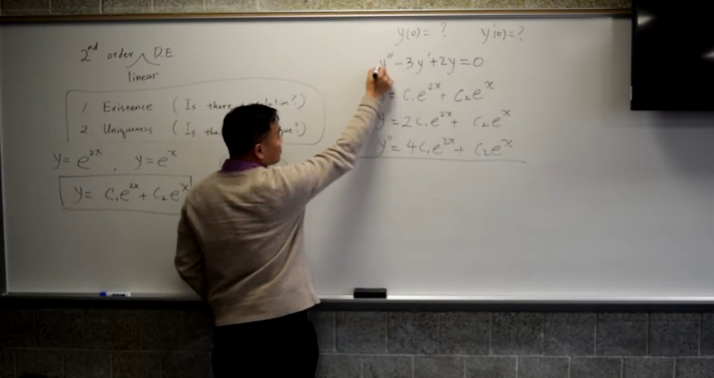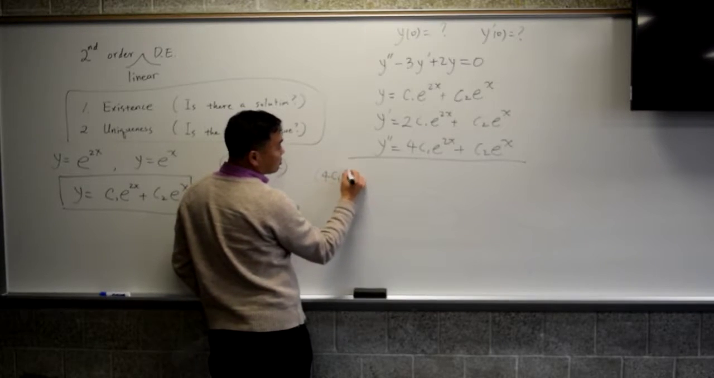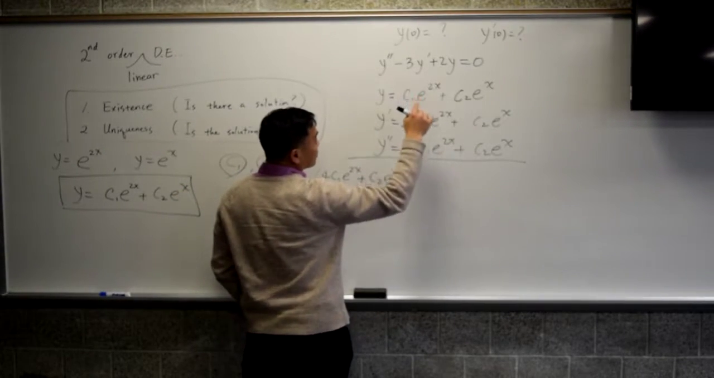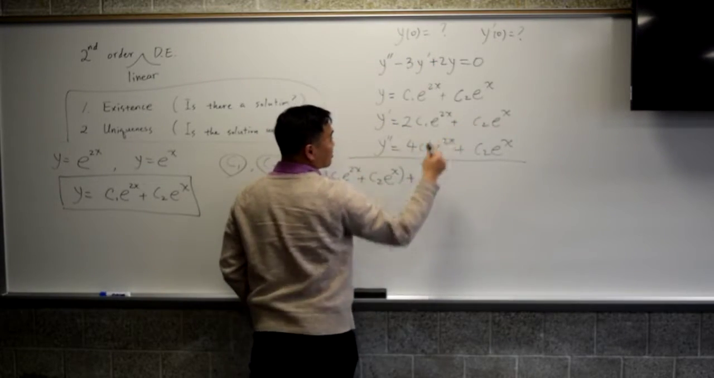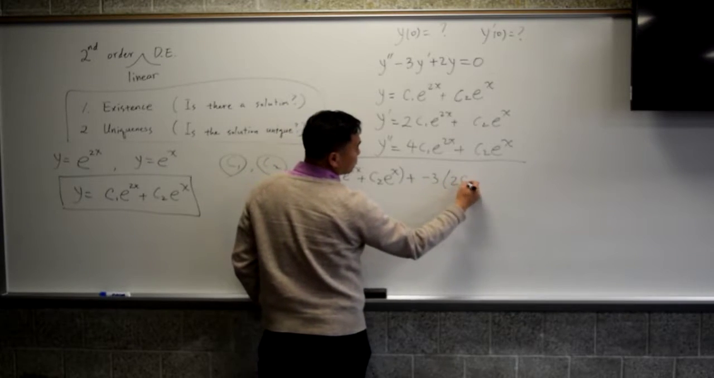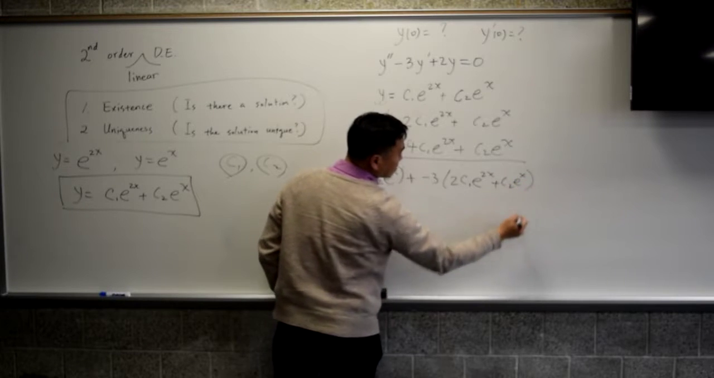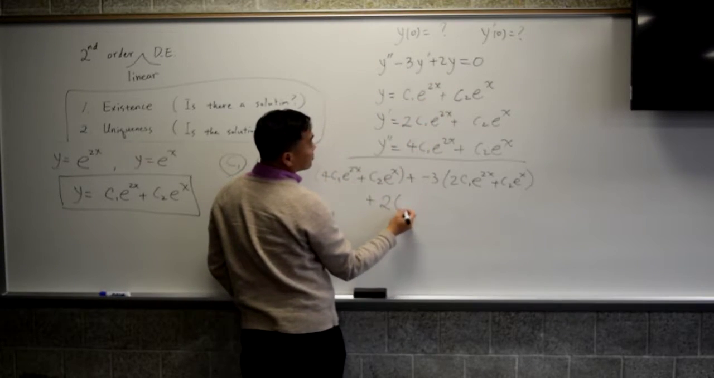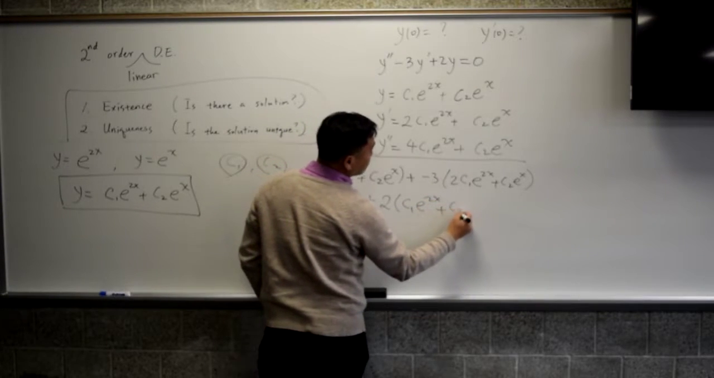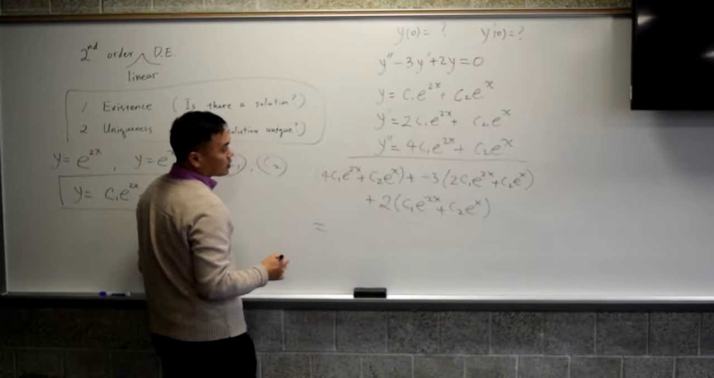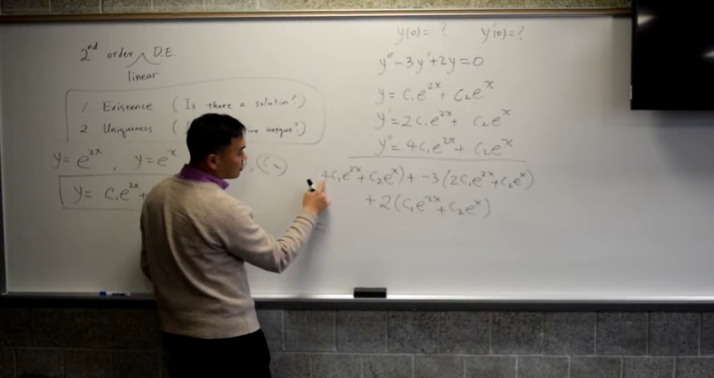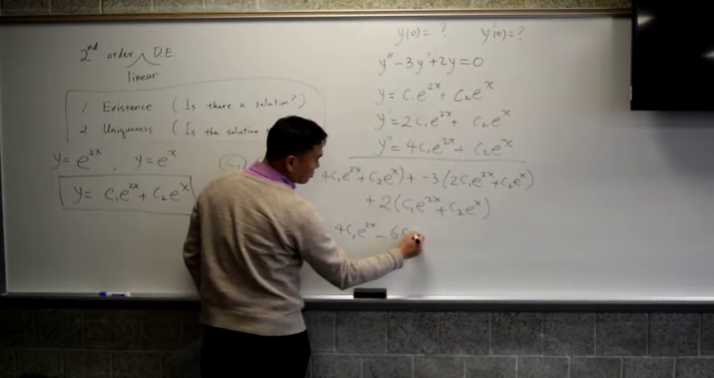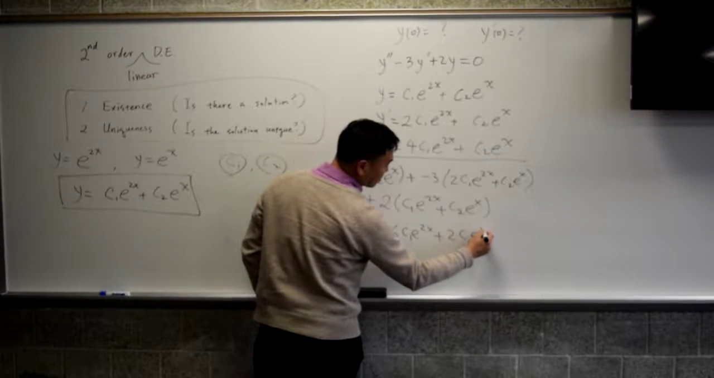Okay. So instead of y double prime, I'm going to get 4c1 e^(2x) plus c2 e^x. And then if I plug this in here, I have to differentiate once, and I have the derivative here, right? So it'll be -3 times 2c1 e^(2x) plus c2 e^x. And then if I plug this in here, it will be twice c1 e^(2x) plus c2 e^x. Okay, now let's see what happens to e^(2x). It's 4c1 e^(2x) minus 6c1 e^(2x) plus 2c1 e^(2x).